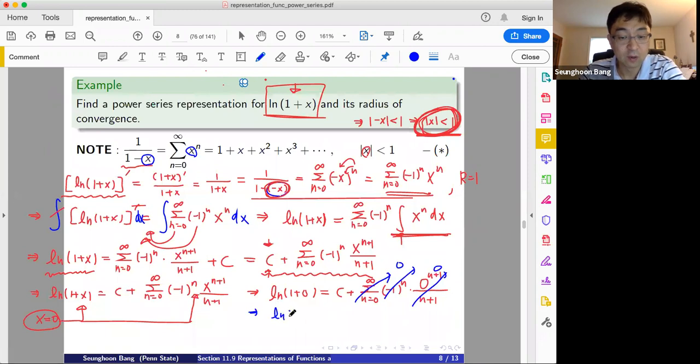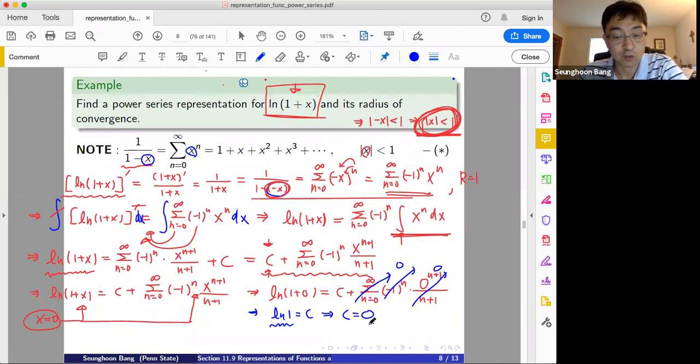ln of 1 equals c. Do you know what ln of 1 is? Could you write your answer on the chatting board? What is ln of 1? How about the other students? Is it right? Okay, thank you. So c is what? Yes, ln of 1 equals 0.